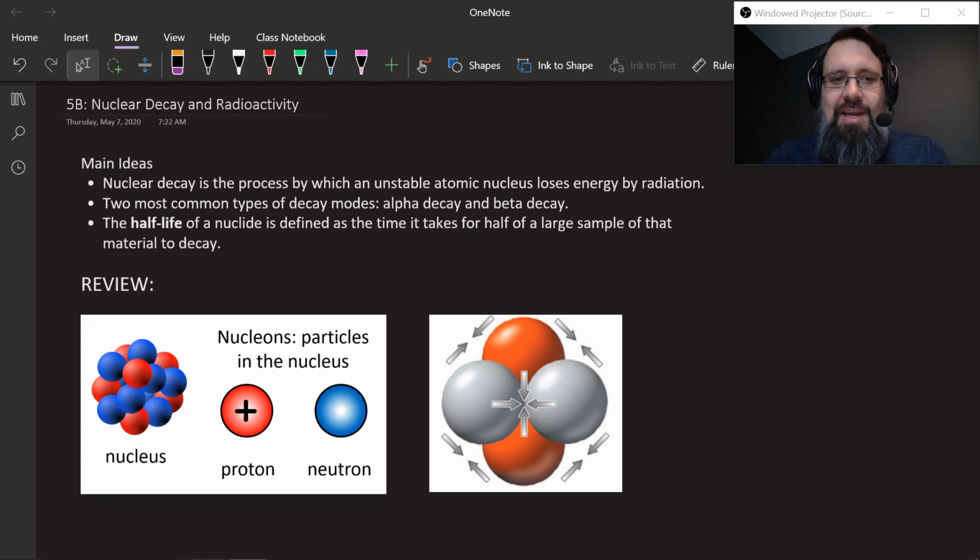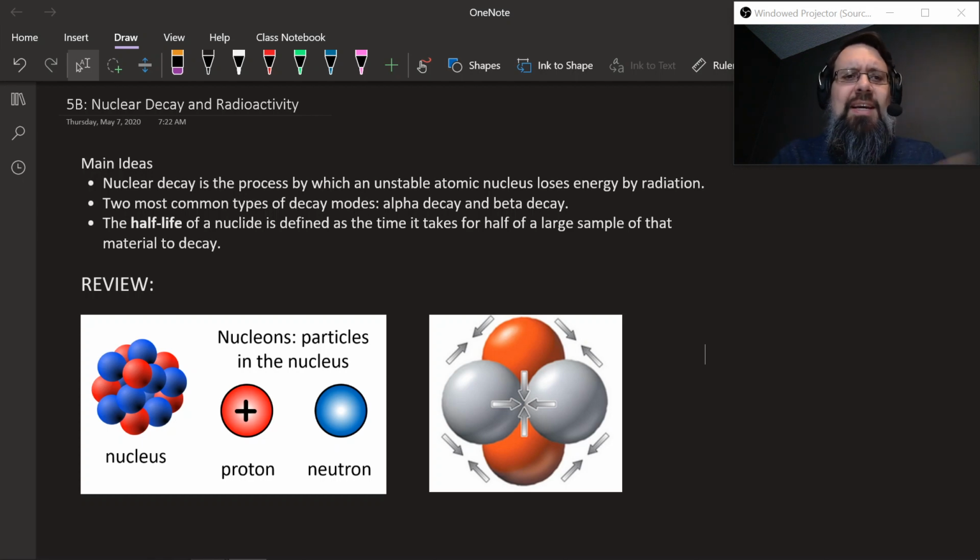The first is that nuclear decay is the process by which an unstable atomic nucleus loses energy by radiation. We kind of talked about that last time. I showed a video of that sample of radioactive lead that was spewing out those particles. So realize that when a nucleus is unstable, it will fall apart and it will end up releasing these particles, and they'll carry energy away from the nucleus.